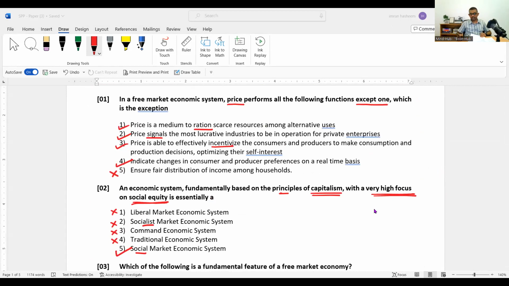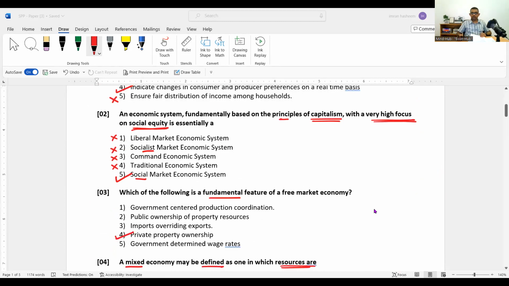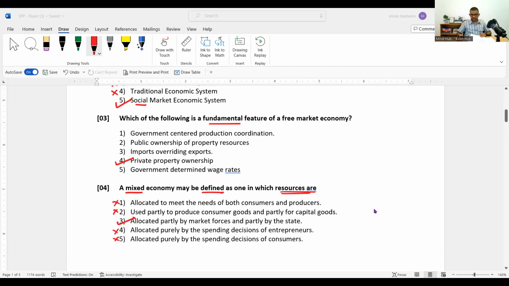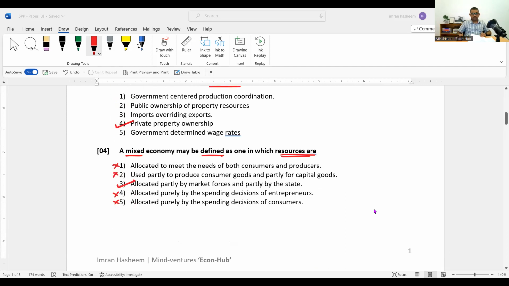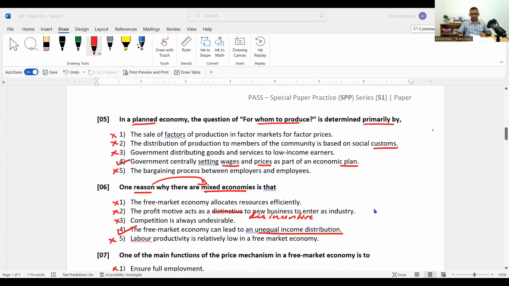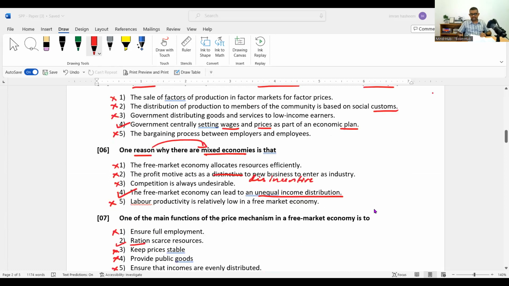Question 1, correct answer is number 5. Don't look at the screen and get confused. Just listen to what I'm saying. Question 1, correct answer is number 5. Question 2, correct answer is number 5. Question 3, correct answer is number 4. Question 4, correct answer is number 3. Question 5, correct answer is number 4. Question 6, correct answer is number 4.